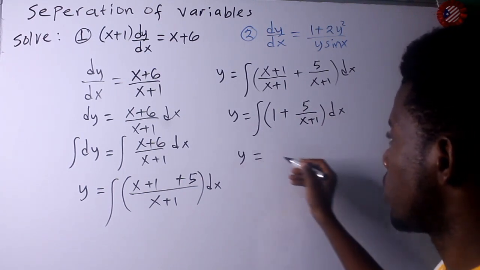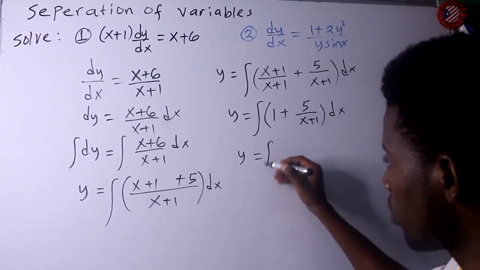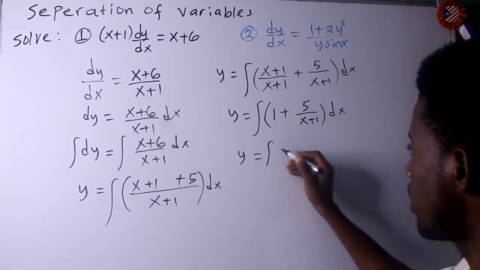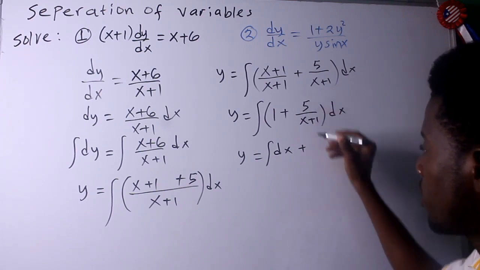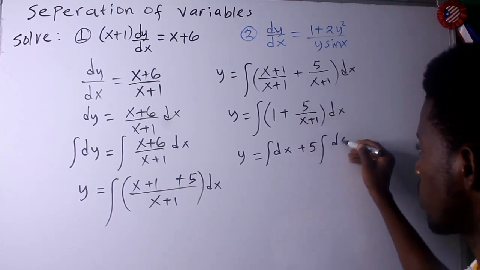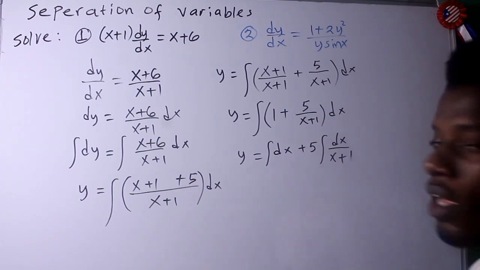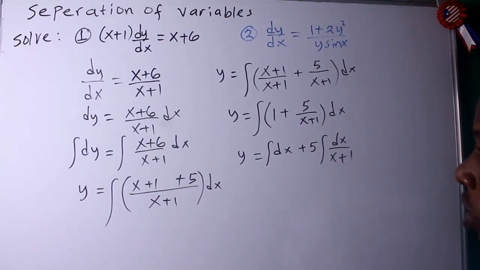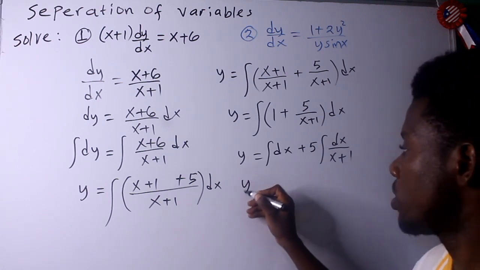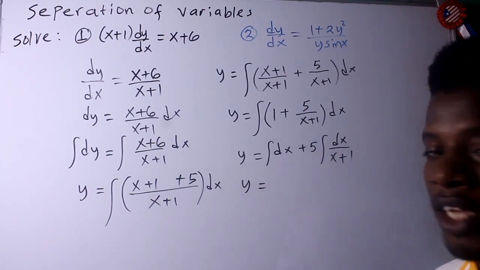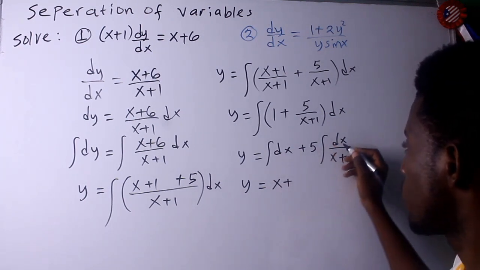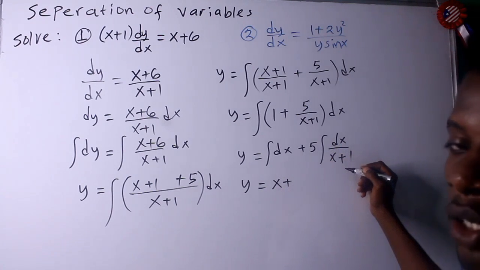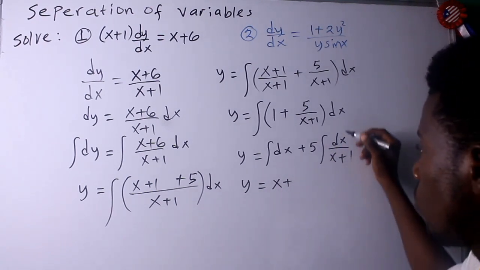So you have y equals, if you separate the integral, the integral of 1 times dx, which is dx, plus 5 times the integral of dx over (x plus 1). And once we achieve that, we can proceed to integrate. So y equals the integral of dx, which is just x, plus 5 times the integral of dx over (x plus 1), because when we differentiate x plus 1, we get dx.